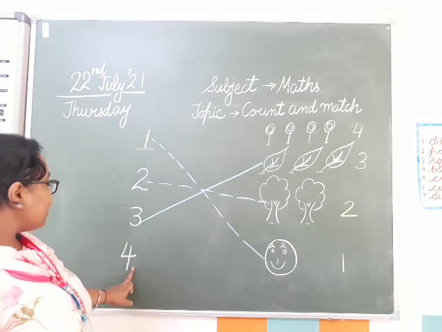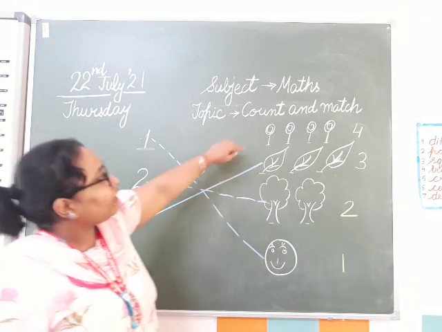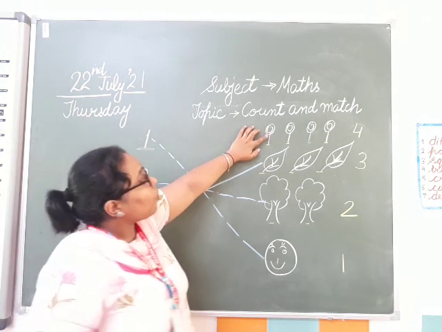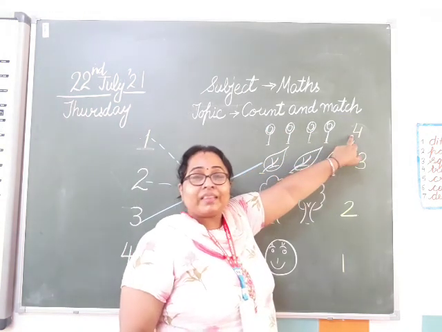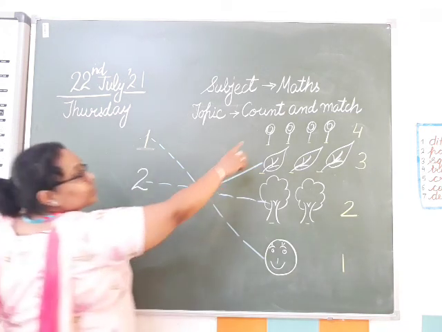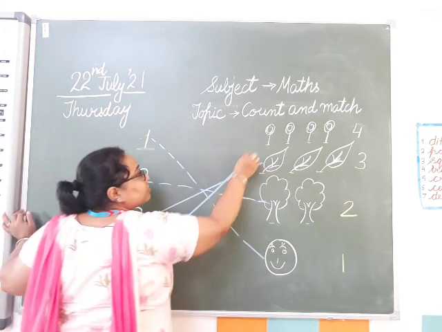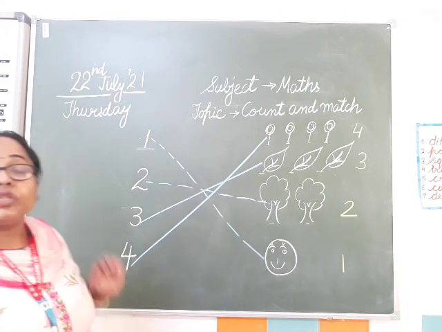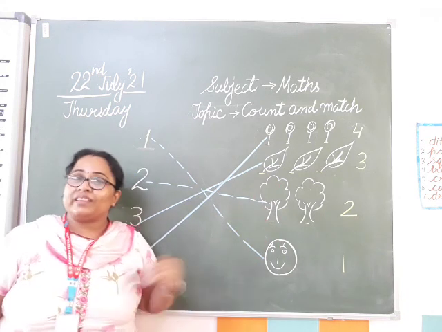Great. Now, last we have number 4. Now, we have done all. We are only left with this. And let's count how many lollipops we have. 1, 2, 3, 4. And that is what we have written also. That means we are going to match number 4 with these 4 lollipops. Let's do that now. Like this. Clear? So if you want, you can draw one straight line. If you want, you can draw dotted lines.